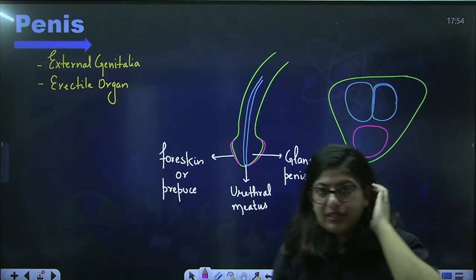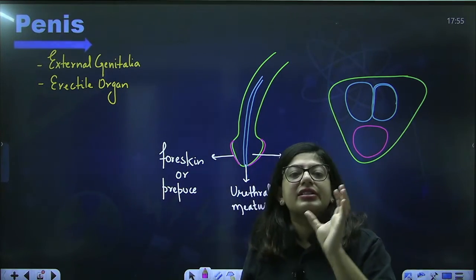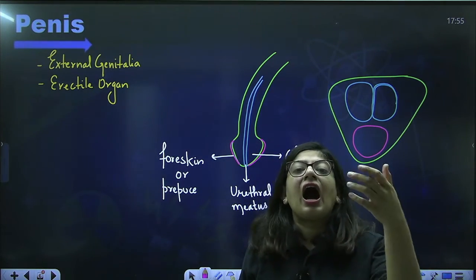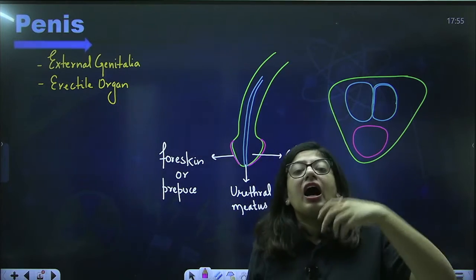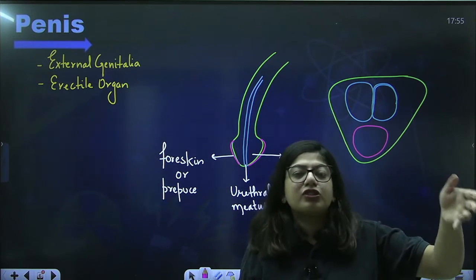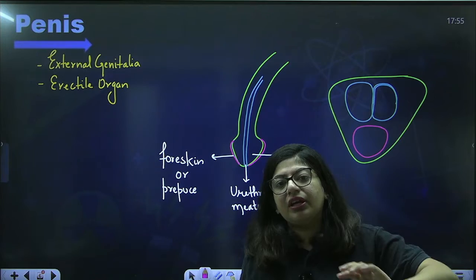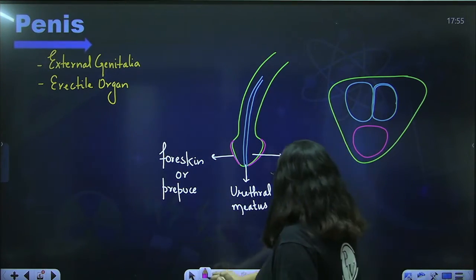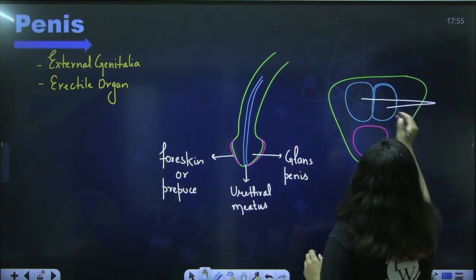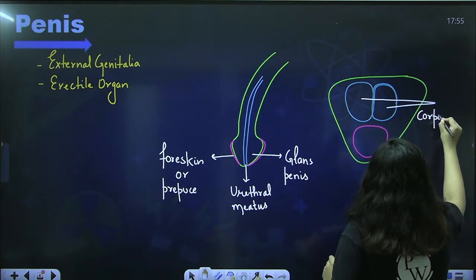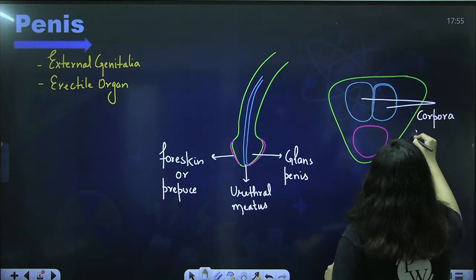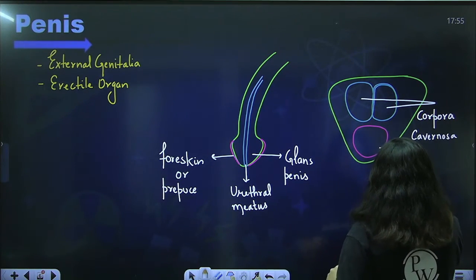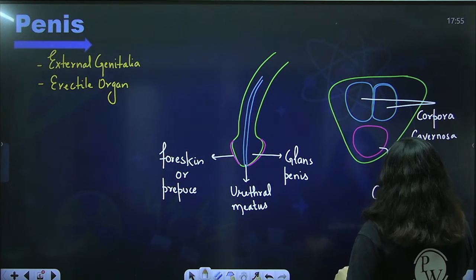Inside the penis, right? What does erectile mean? Erectile means any tissue that gets hard in nature. Earlier it was soft, later on during erection it becomes harder. Okay. So, here we have certain tissues. These 2 tissues are corpora cavernosa. And this one is corpus spongiosum.